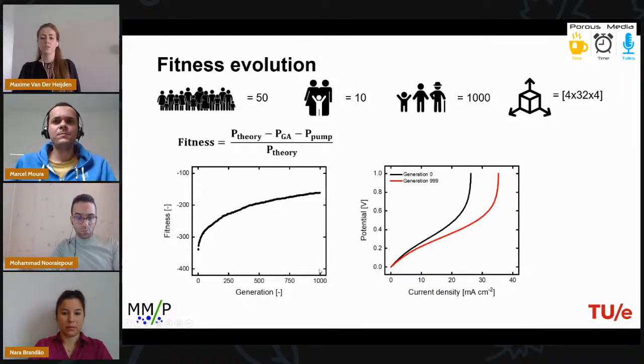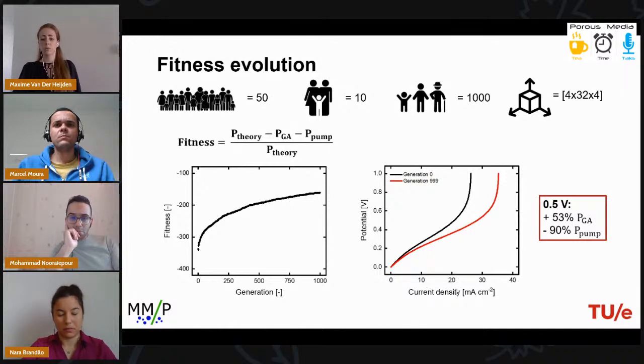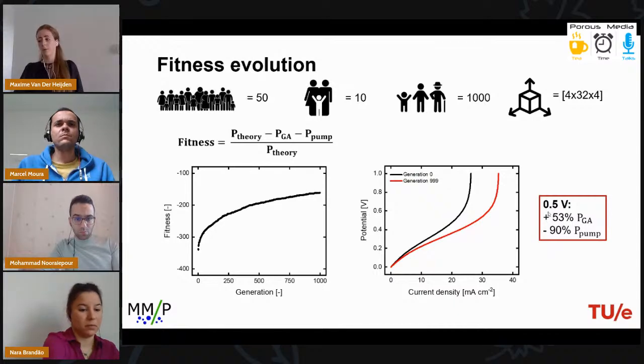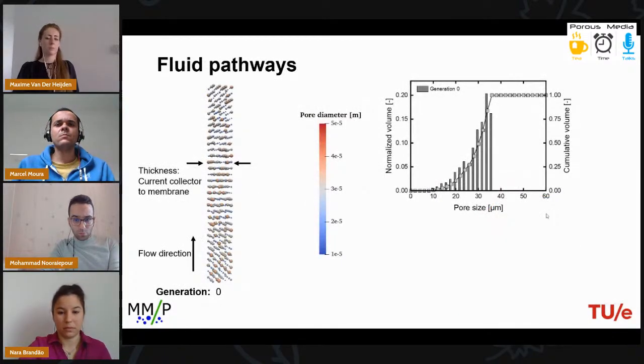When looking at the polarization curve, you can see that the performance significantly increased between the first and the last generation. It must be noted that because the porosity is very low, to give the GA more degrees of evolutionary freedom, the fitness and the current density are very low, and they are not a real representation of a commercial electrode. When analyzing the increase in performance, we observed a 53% increase for the generated power and a 90% decrease for the pumping power. This is really significant, and it shows that the genetic algorithm, or GA, can optimize both the pumping power losses and electrical power. So now let's evaluate what happened to the network structure.